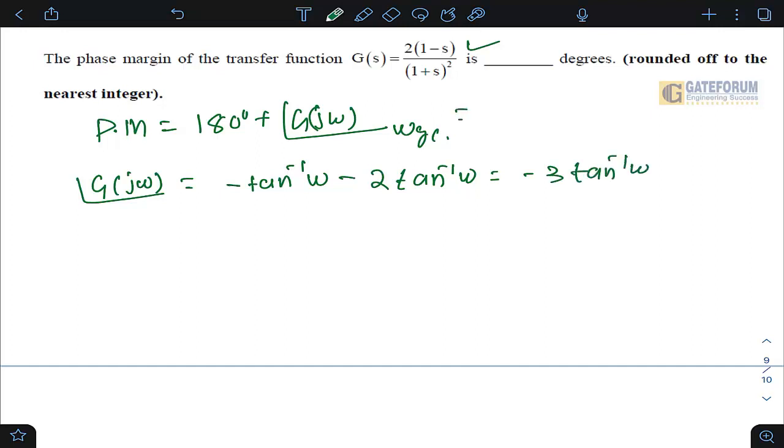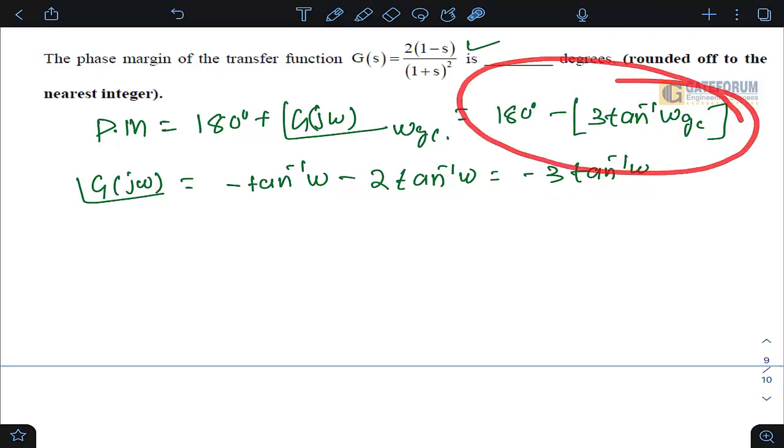So my answer will be 180 degrees minus 3 tan inverse of omega gc, because this phase we have to find at the gain crossover frequency. So this is what my answer will be. Here the unknown quantity is omega gc, which is nothing but the gain crossover frequency. What is gain crossover frequency? Gain crossover frequency is that frequency where the gain of the transfer function is basically 1.